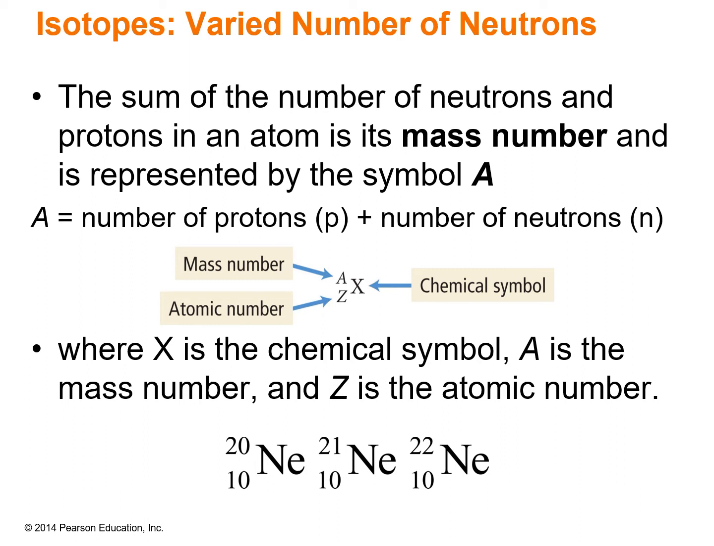So here are the 3 forms of neon that we just mentioned. Neon with 10 neutrons would be neon 20. Neon with 11 neutrons will be neon 21. And neon with 12 neutrons will be neon 22. Notice that all of these have the same symbol and the same atomic number on the bottom. That's one way that you know substances are the same isotope, even if it's not a symbol that you recognize.